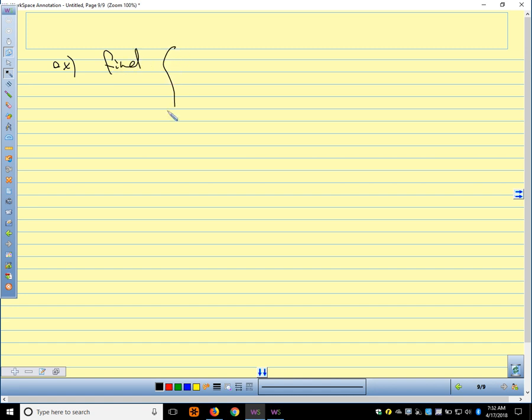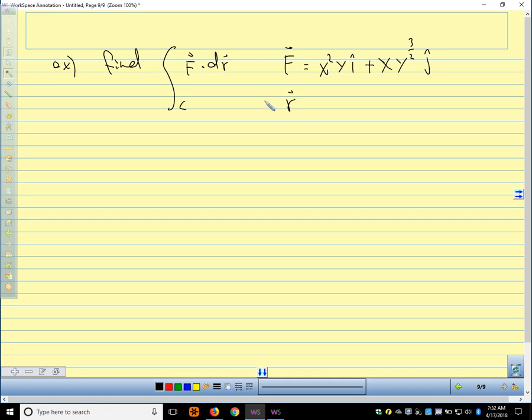All right. So we want to find the integral of f dot dr, where f is x squared y i hat plus x y to the 3/2 j hat, and our curve is given by r of t equals t plus 1 i hat plus t squared j hat, with 0 less than or equal to t less than or equal to 2.